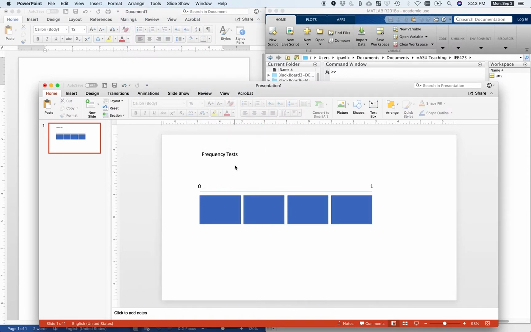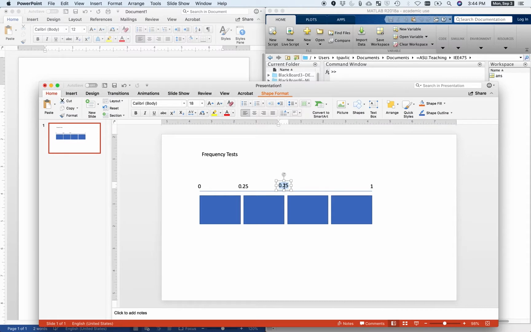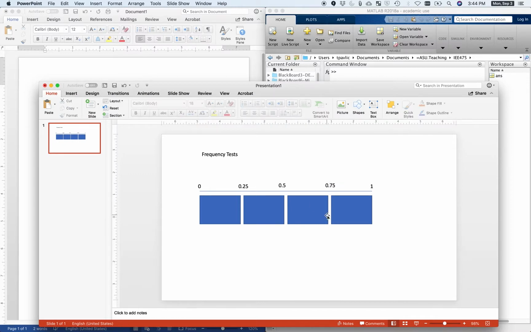Basically, you can think of this like, all right, if this is 0.25, and this is 0.5 on the number line, and this is 0.75 here, then you can imagine I could take whatever numbers come out of my random number generator, and I could put them in a box.